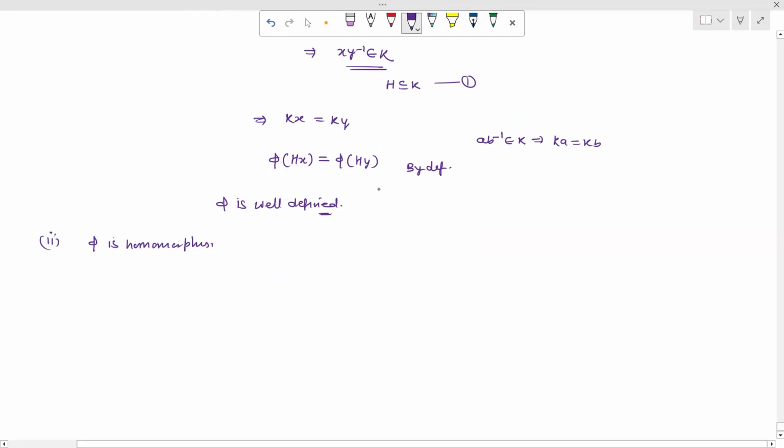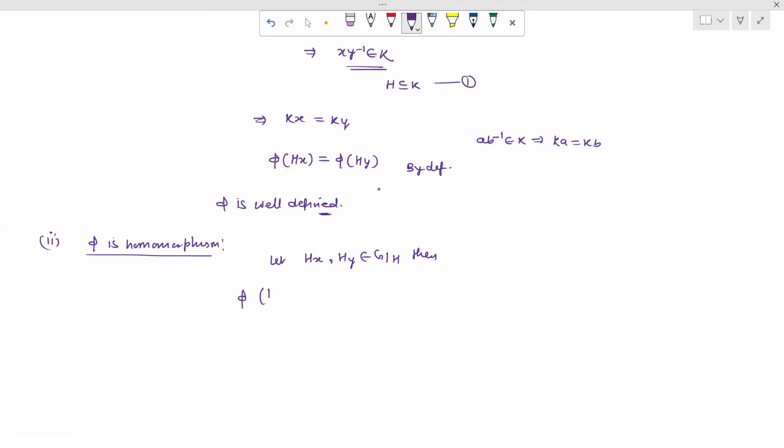So function phi is a homomorphism. For proving homomorphism, again we take hx and hy which belong to G over H. Then phi of hx into hy, hx into hy, can be written as phi of hxy. So when H is a normal subgroup of G, that means hx into hy can be written as hxy.